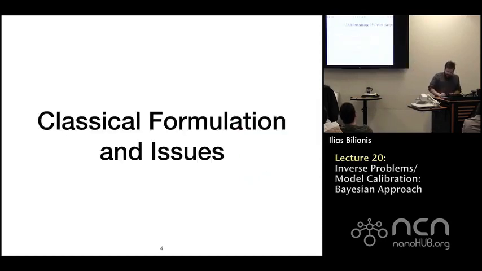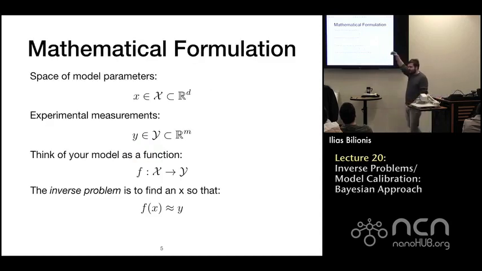Alright, so the classical formulation is as follows, right? So remember we had a space of parameters of your model, that's what I called X. It's a d-dimensional space, scripted X, and then you have experimental measurements, and you can have as many measurements as you want. Say you have M such measurements, and then you have a model that maps whatever the unknown parameters are to the measurements.